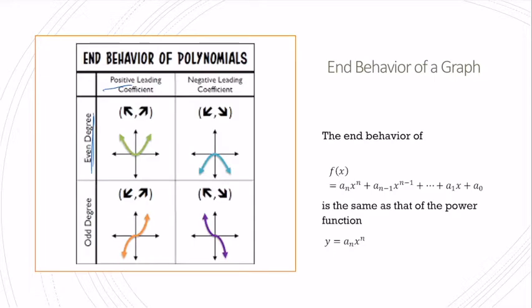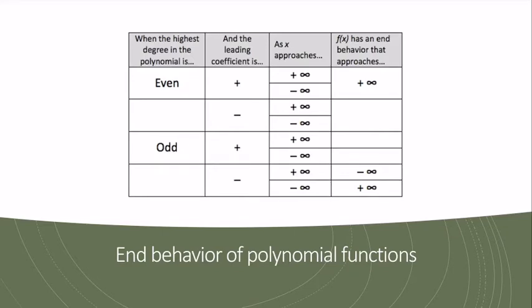Final note: if I have an even degree function with a positive leading coefficient, it opens up. If I have a negative leading coefficient, it opens down. If I have odd degree and a positive leading coefficient, it rises from left to right. Otherwise, if it has a negative leading coefficient, it's flipped, so it's going to fall from left to right. Here's a nice little table of the end behavior of polynomial functions. Remember, their domains and ranges are all negative infinity to positive infinity unless it's a constant function.